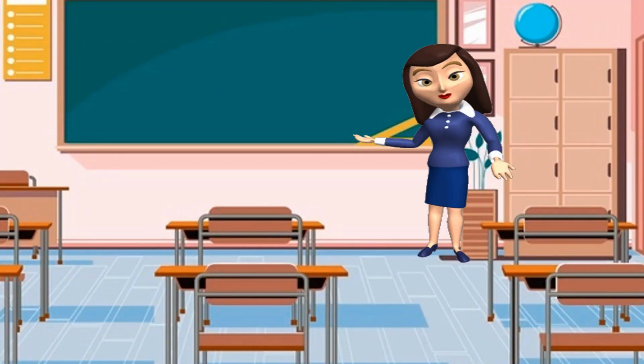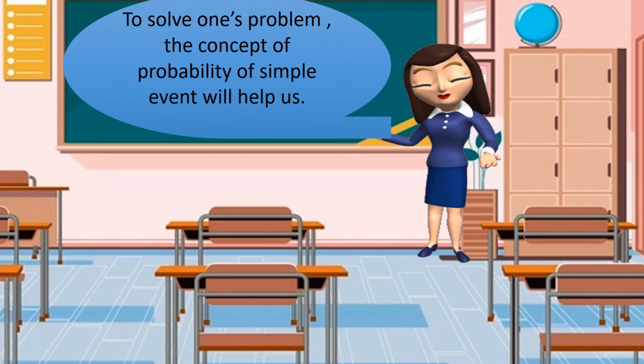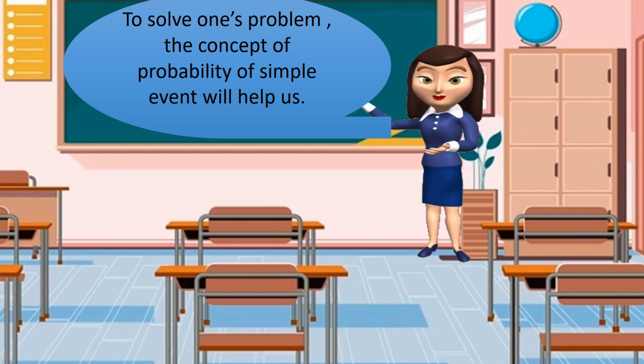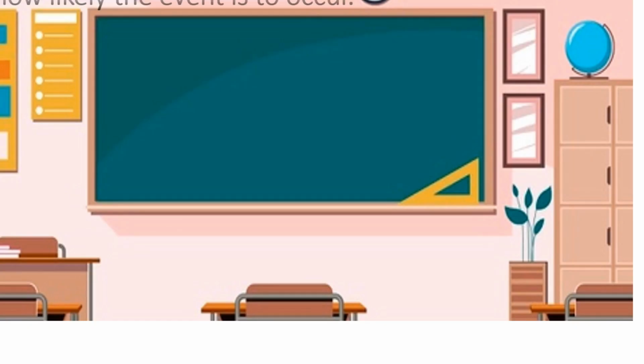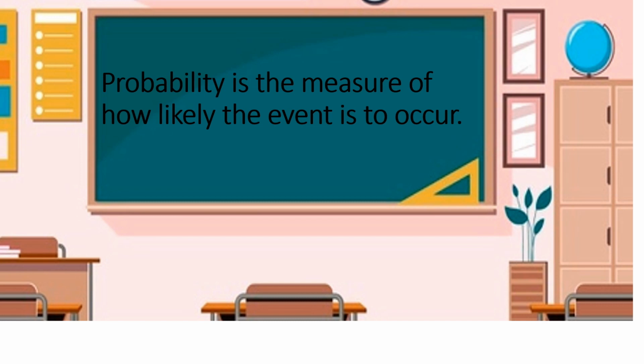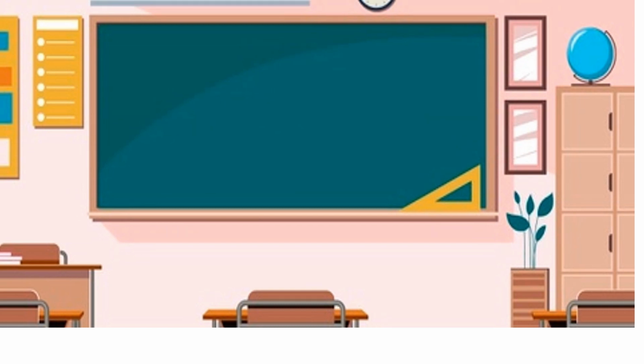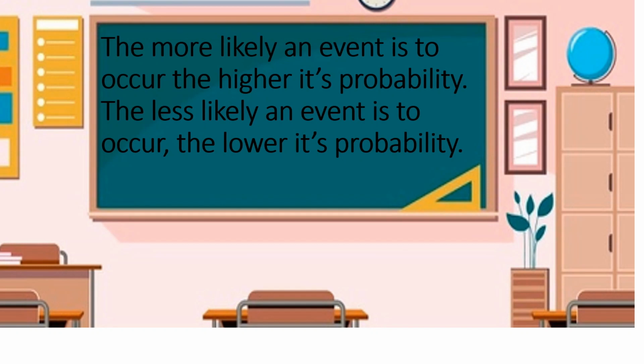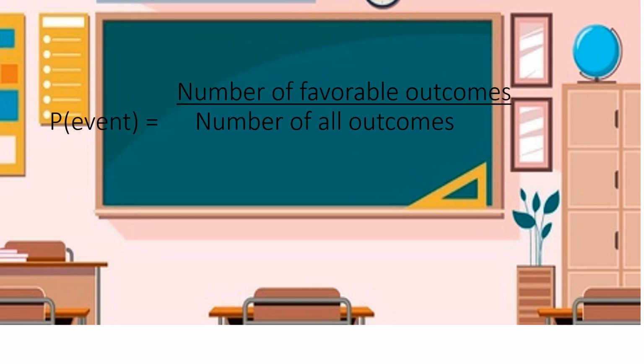Okay, let us find out for our next topic. To solve one's problem, the concept of probability of simple event will help us. Remember that probability is the measure of how likely the event is to occur. And the more likely the event is to occur, the higher its probability. And the less likely an event is to occur, the lower its probability. We can also be guided by this formula that the probability of an event, or the P of event, is equal to the number of favorable outcomes divided by the total number of outcomes.